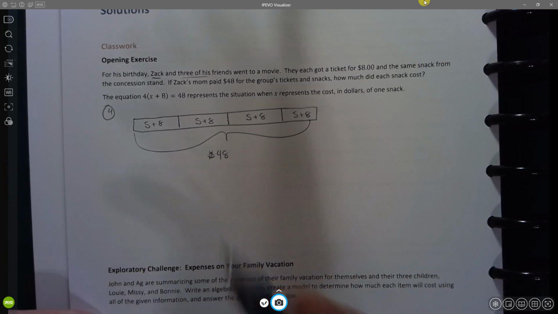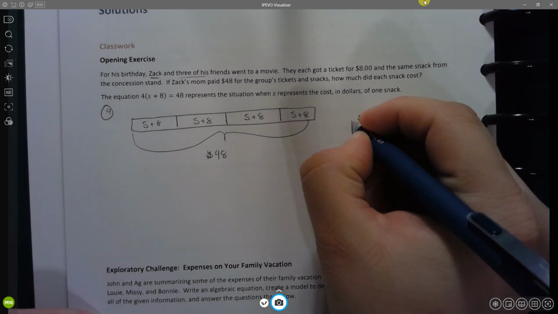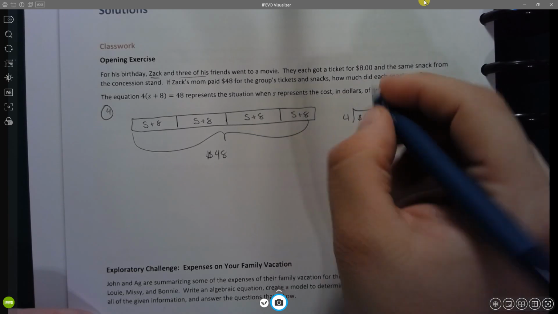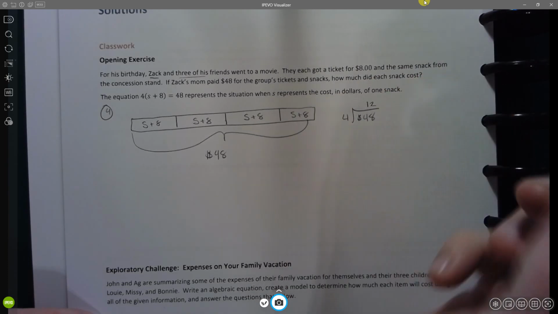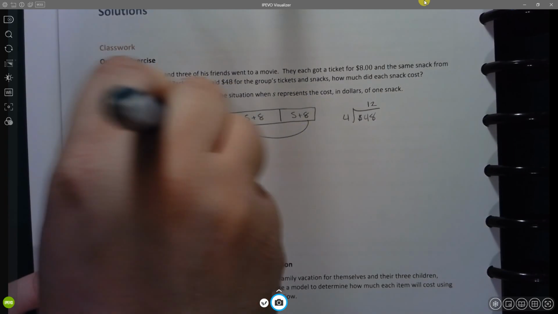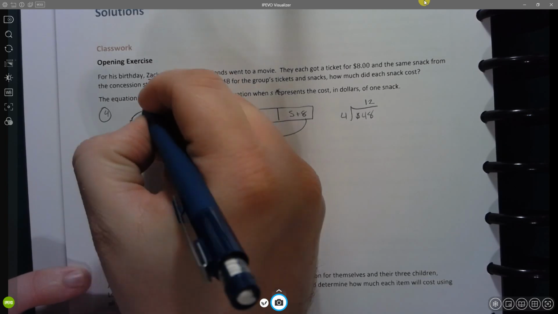Could I have a division problem on my hand? Could it be $48 divided by 4? Okay, 48 divided by 4 is 12. So that means each one of these blocks, ooh, that's a nasty little thing there. Each one of these blocks is valued at $12.